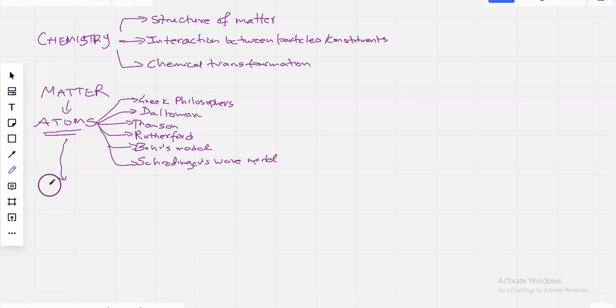Okay, from atoms, then the question is, are atoms of all matters that are present alike? Are the atoms of different matters different? And the answer is, of course, they are different. There are different kinds of atoms depending on what element we are talking about. And the question is, how many different kinds of atoms are there? Are they arranged in some systematic manner? And of course, the answer is yes, and the answer is the periodic table.